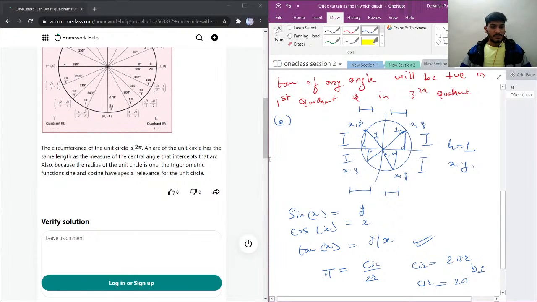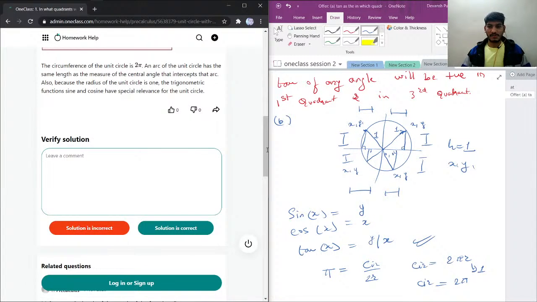An arc of a unit circle has the same length as the measure of the central angle that intercepts that arc. Also, because the radius of the unit circle is 1, the trigonometric functions sine and cosine have special relevance for the unit circle. The solution given here is correct. And great job.